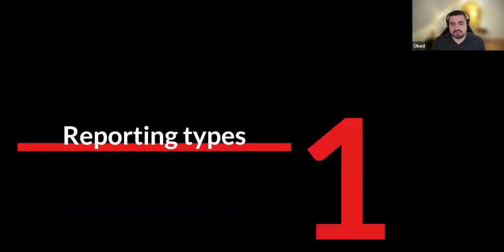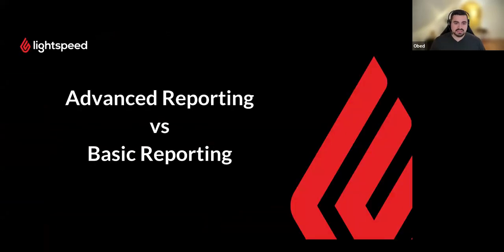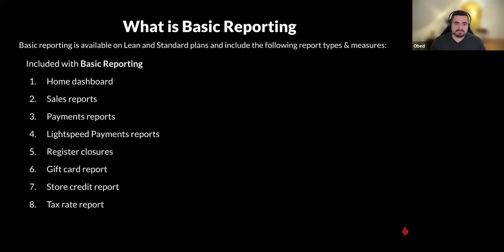So to start, we're going to go over the two different types of reporting that we offer at Lightspeed X-Series. So the two options that you have are advanced reporting and basic reporting. They will be available depending on your plan, and some plans might have basic reporting, you might have advanced reporting. That will be different depending on your specific store, but I will go over what's included on every plan.